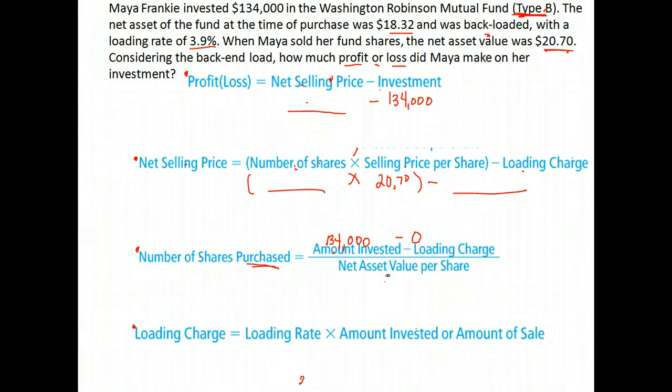This is the net asset value at the time of purchase. Again, because you're purchasing shares, you want your loading charge and your asset value to come from the time of purchase. So that's why we're using the 18.32 here. Here we used the $20.70 because that was at the time we were selling it. All right, so what do we have here? We almost have our number of shares. It's 134,000 divided by $18.32.